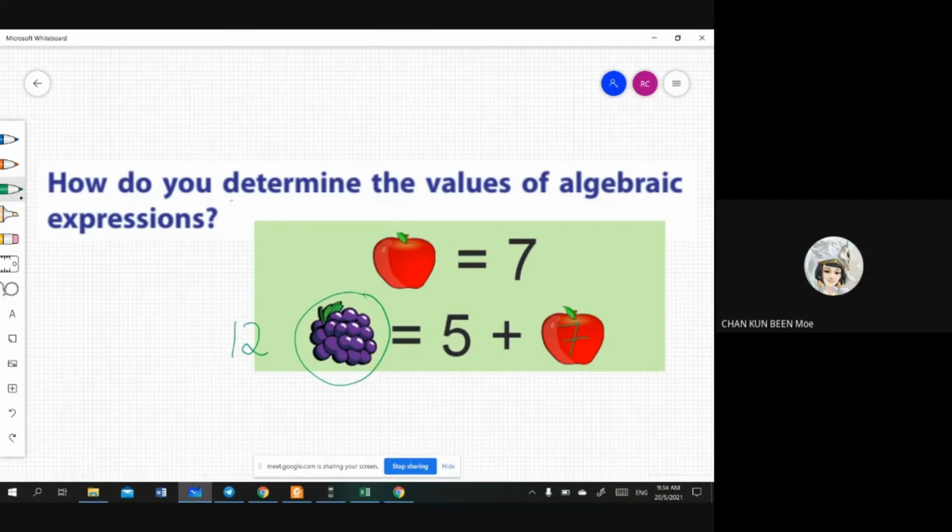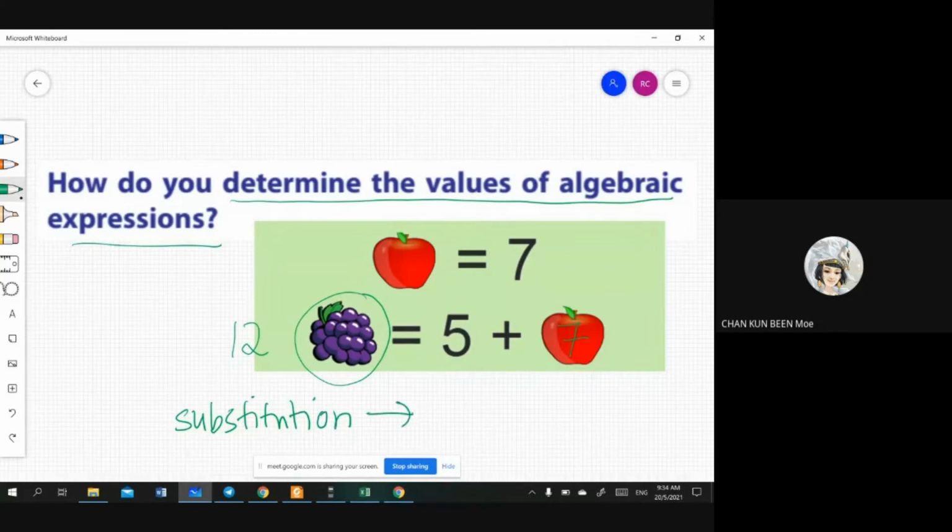So how do we determine the value of an algebraic expression? By using what? Any idea? Just now I used the word substitution. Substitution over here means you replace the value. So it is something like replacement. Menggantikan nilai. Okay? Menggantikan nilai apa? Dengan menggunakan nilai apple that is equal to 7. So you replace the value of the 7 into the apple and you get the value of the grape.